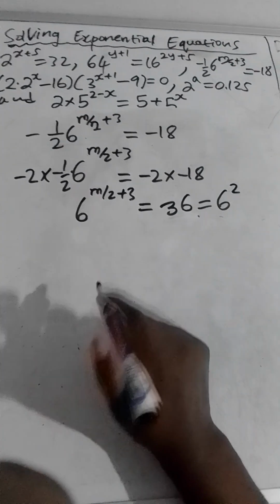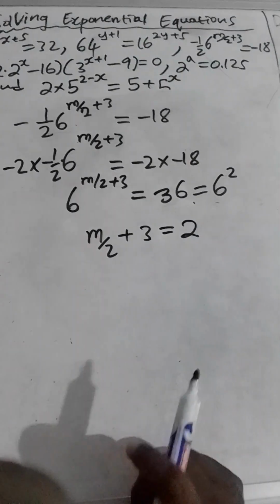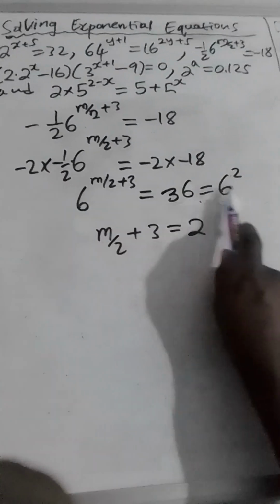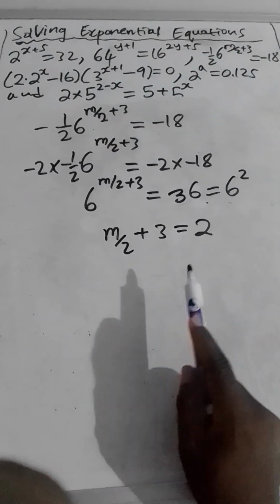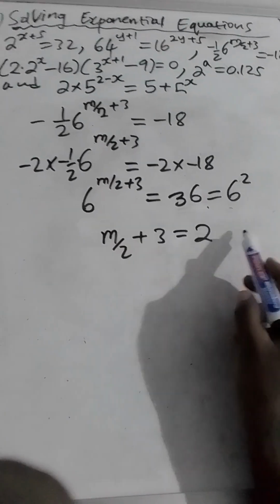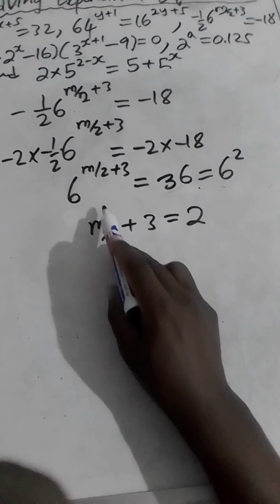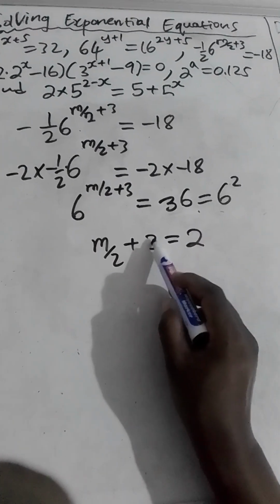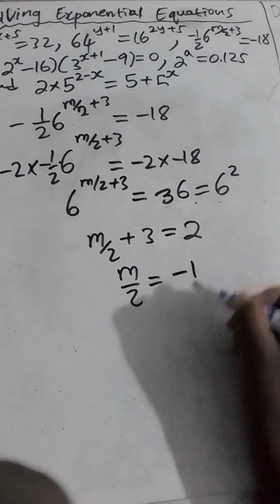If we do that, then we're going to have m over 2 plus 3 equals 2, because our argument is that the powers are equal and they have the same bases. So that means their exponents must be equal, because otherwise these powers can't be equal with different exponents while they have the same bases. Then we know it's a linear equation because the exponents of the variables are all equal to 1. In fact, there's only one variable. Take the 3 to the other side, what do we have? m over 2 equals negative 1.